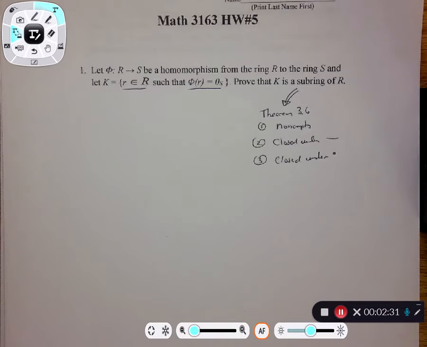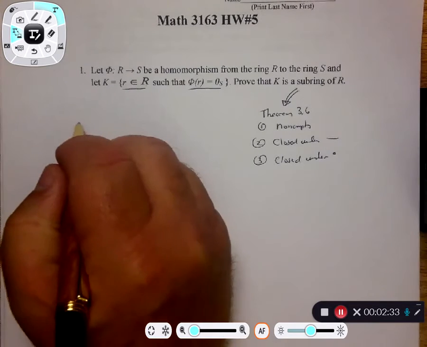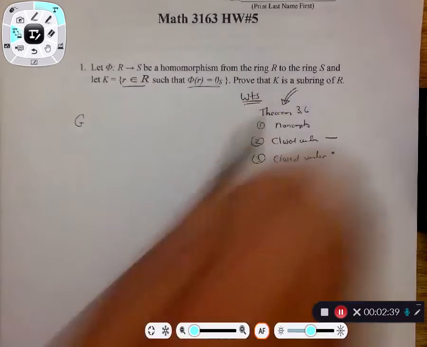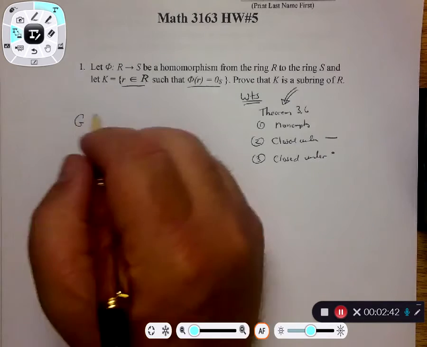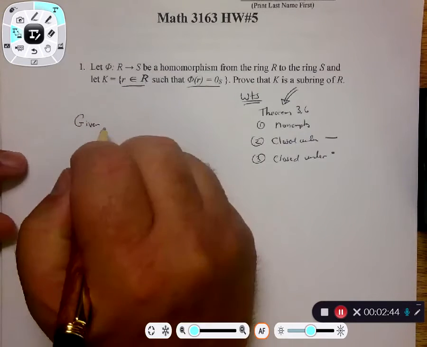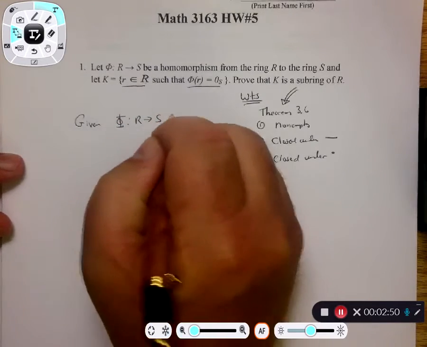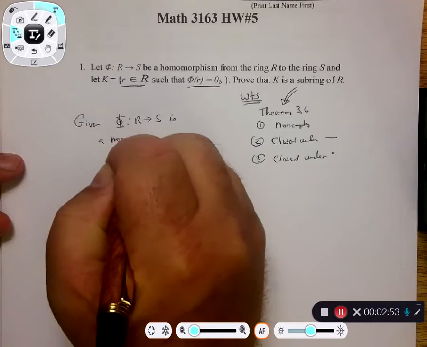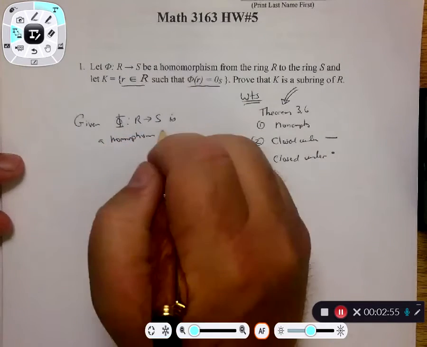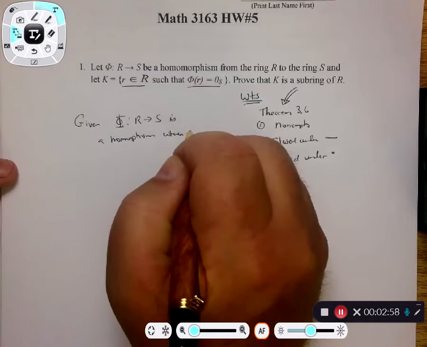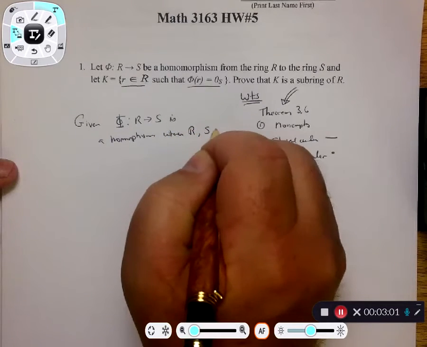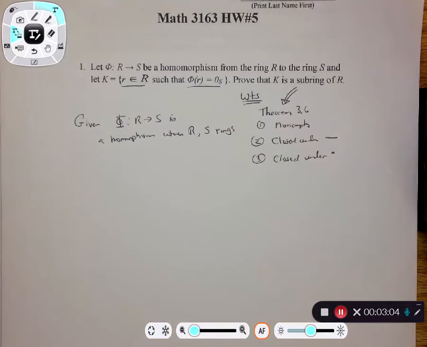To show it's non-empty, start yourself out with the givens. This is what you want to show: it's a subring. Now, what are the givens? You're given that phi going from R to S is a homomorphism, where R and S are rings. I want to show this thing is non-empty. Again, the key is that set notation. Why is this thing non-empty?